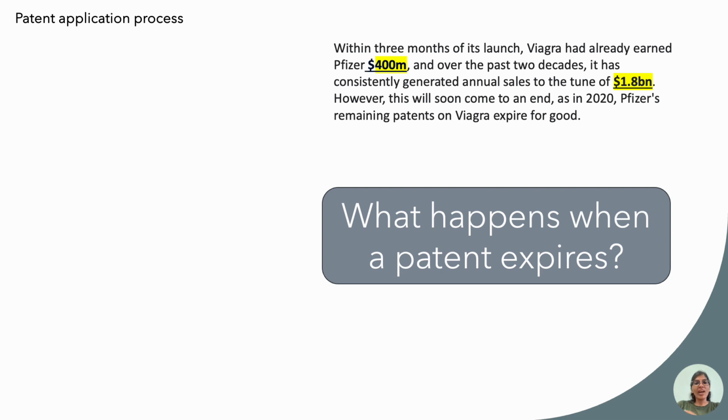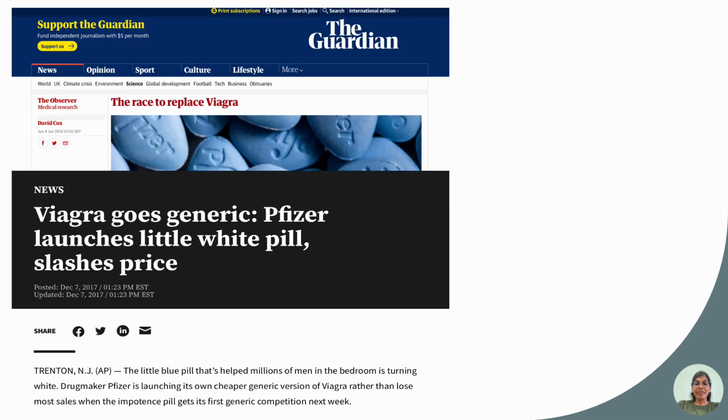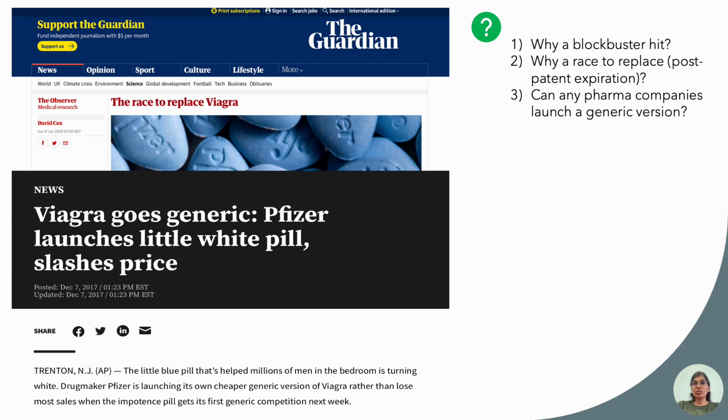So what happens after 20 years of earning such big money? Viagra itself produces a generic drug for its own initial creation, the little blue pill. Now it goes white, but they slashed the price. So now, why was Viagra a blockbuster hit? Simple, money. It generated millions, billions of dollars.